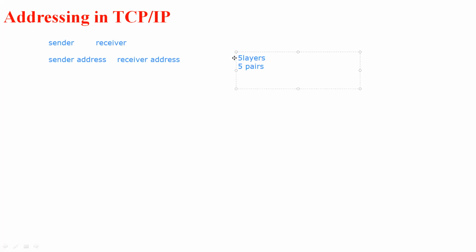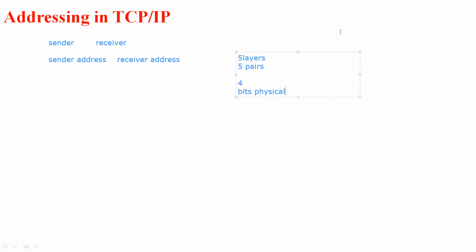Actually, we need only 4 pairs. Why? Because in order to transfer or exchange the bits in the case of the physical layer, it doesn't need any addressing mode. So we need only 4 pairs of addressing.